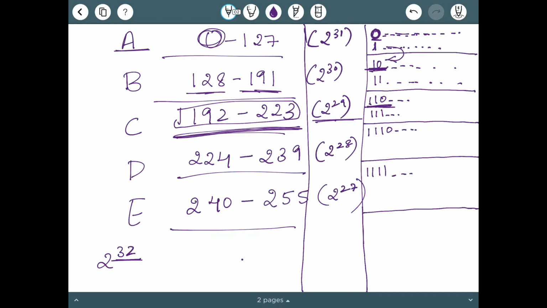Next, the class D IP address is 224 to 239. Here we have three ones followed by 0. When this range comes into existence, we know it is a class D IP address. Similarly, from 240 to 255 we have the class E IP address, which has 4 continuous ones, and it has 2 to the power of 27 values.